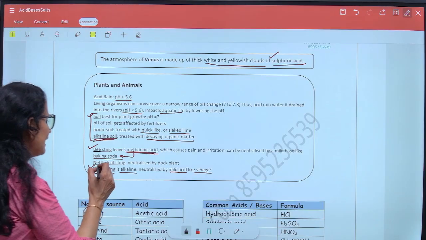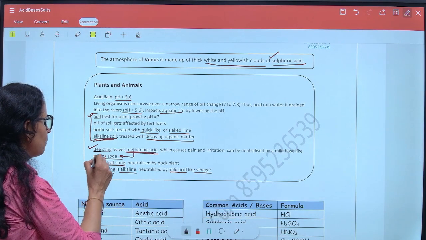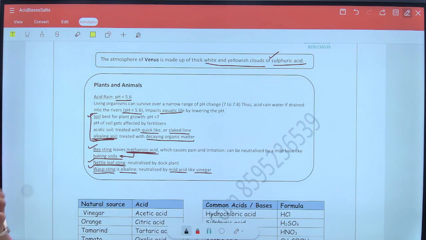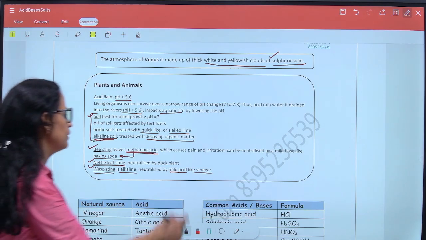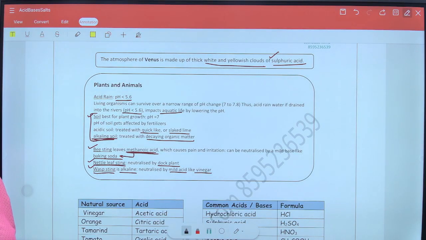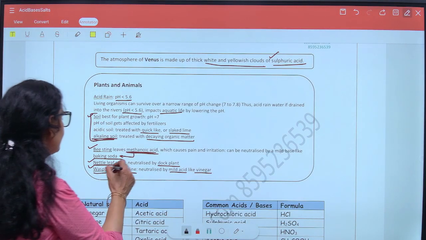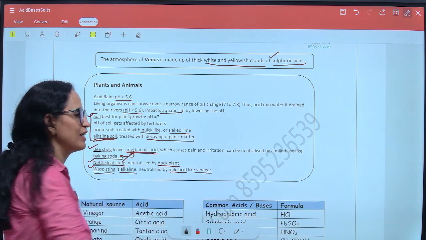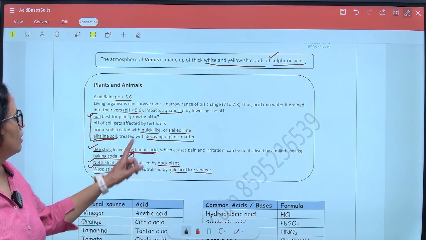And the third is nettle leaf sting. Nettle is a plant and it has stingy leaves. So if you get pricked by a leaf of nettle, it can be neutralized by dock plant which grows beside the nettle plant only. Because nettle plant leaf also leaves methanoic acid in the skin, which can be neutralized by the dock plant.